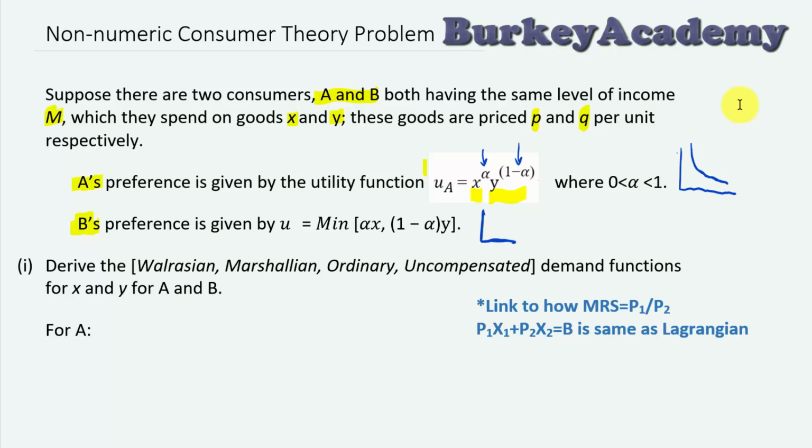For perfect complements, you don't get any more utility unless you get more of both goods. And again, the exact relationship between the legs of the 90-degree angle here is going to be given by the alpha and the 1 minus alpha. That's going to tell us the proportion in which B prefers to consume X and Y.